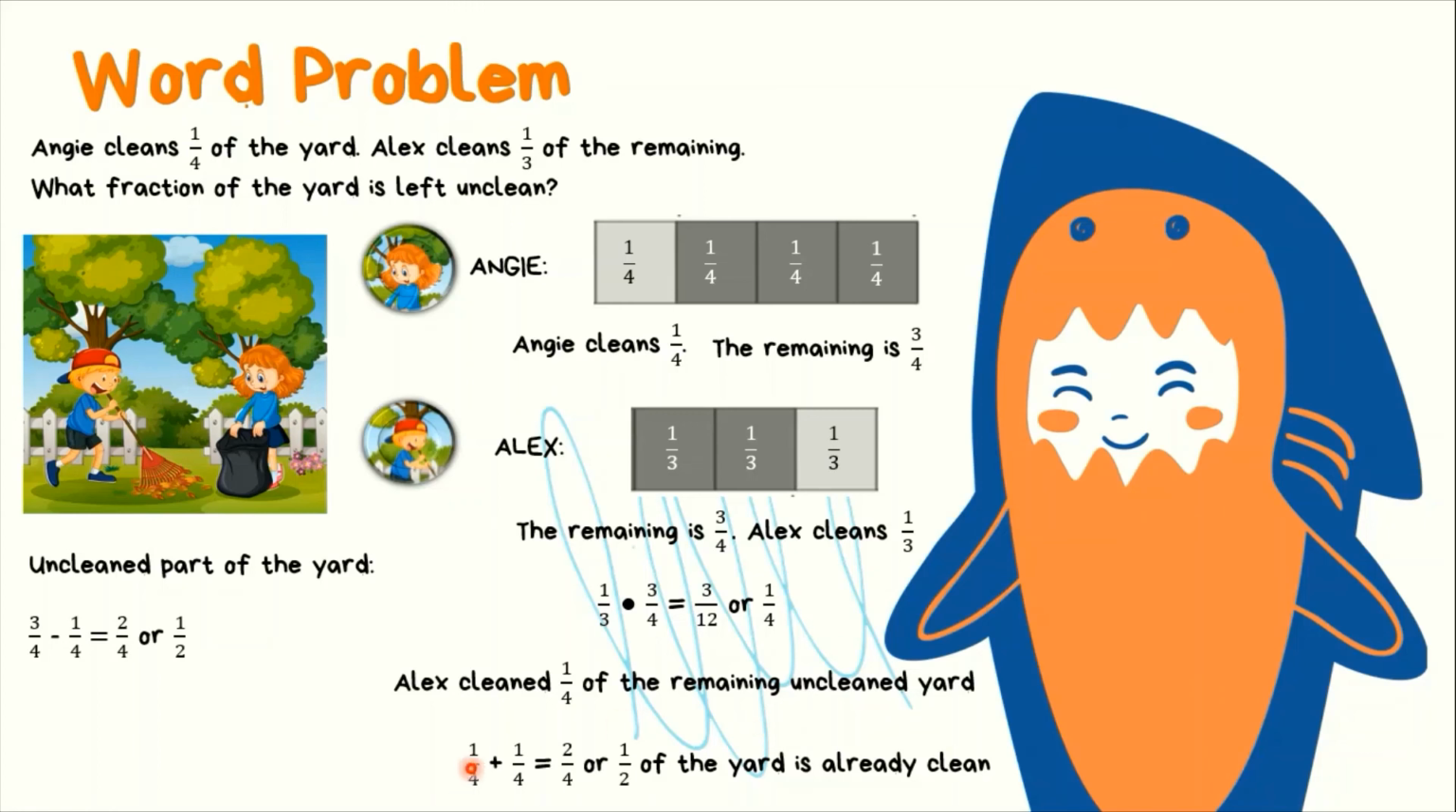Therefore, 1/4 plus 1/4, 1/4 na nilinis ni Angie at 1/4 na nilinis ni Alex ay magiging 2/4 or 1/2 din. 1/2 of the yard is already clean. Ito yung nalinis na nilang dalawa. Kaya naman, 1/2 of the yard is left unclean. Since ang tinatanong dito ay kung ilang parte nung yard ang hindi nalinis.